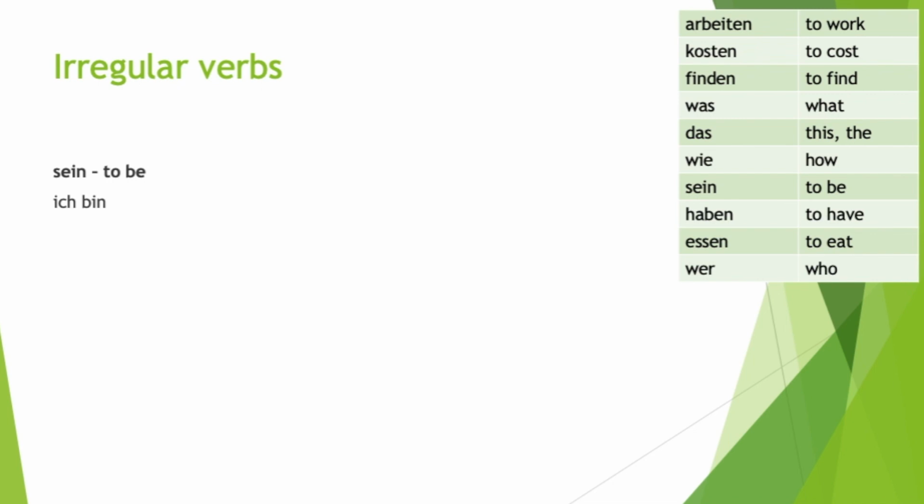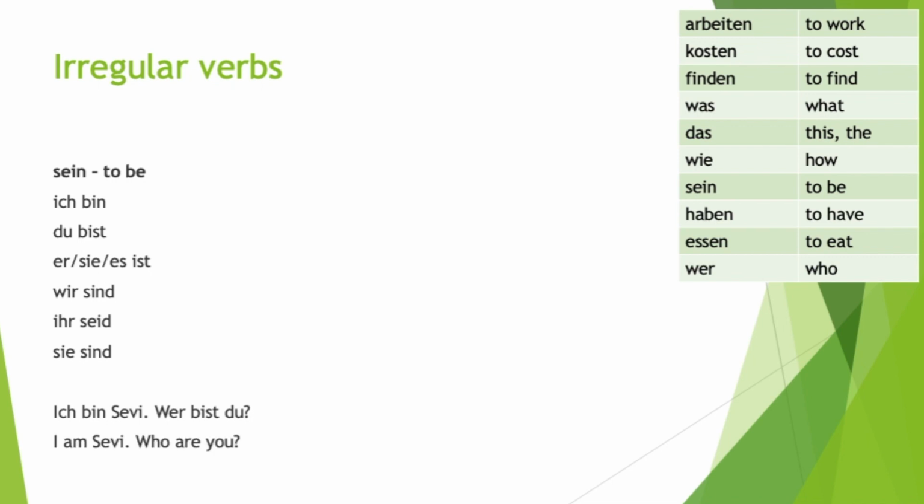Ich bin, repeat after me, okay? Ich bin. Du bist. Sie, es ist. Wir sind. Ihr seid. Sie sind. An example would be, ich bin Sevi. Wer bist du? Sevi is my name, by the way. So wer means who. So in English, that is, I'm Sevi. Who are you? How would you answer this question? Right. You just put ich bin and then your name.